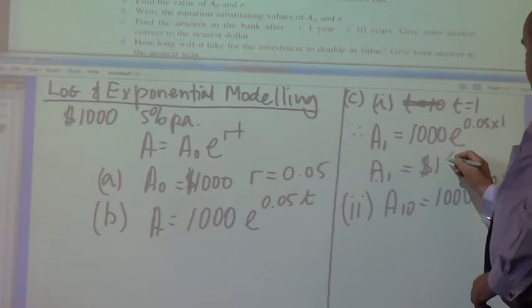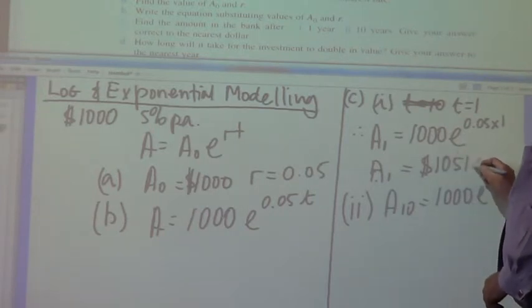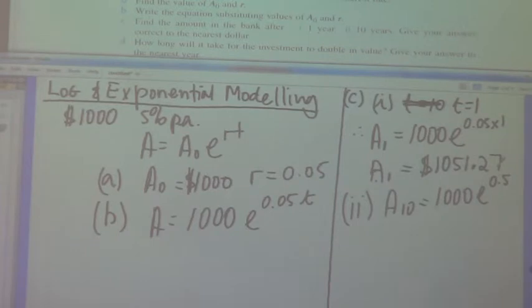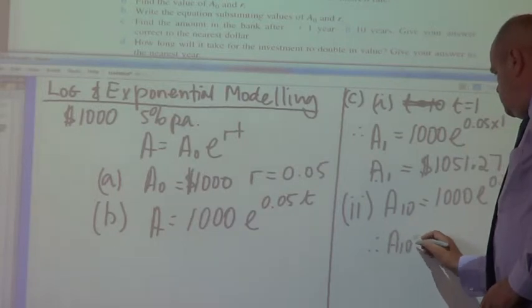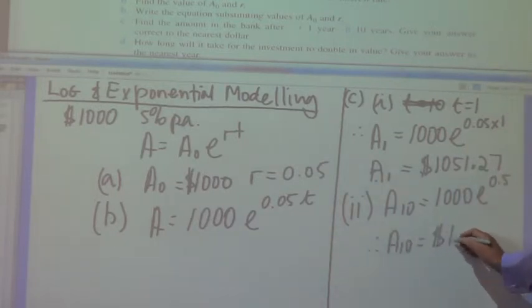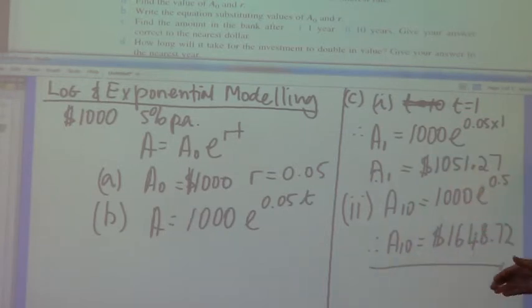Have we got an amount for after 1 year? $1,051.27. Don't forget to use your dollar and cent amounts, so 2 decimal places is good enough. What about after 10 years? Do we have an answer to that? $1,648.72. Many thanks. Okay, so you can see that your interest is accumulating nicely, especially after 10 years.